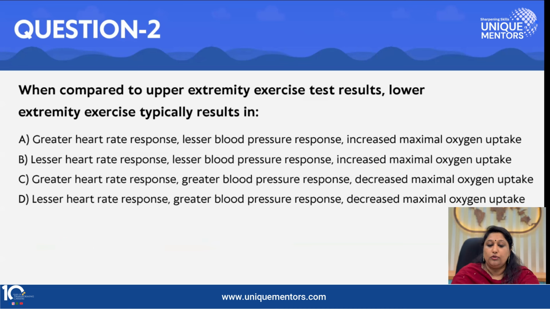So now you can see in option B, it is lesser heart rate response, lesser blood pressure response, and increased maximal oxygen uptake. And in option D, it is lesser heart rate response, greater blood pressure response, and decreased maximal oxygen uptake. So option B becomes your right answer because there is lesser heart rate response, lesser blood pressure response, and increased maximal oxygen uptake, which is correct for lower extremity workouts.